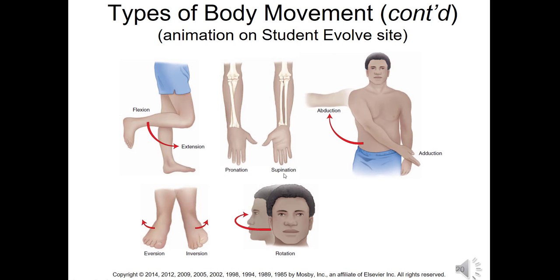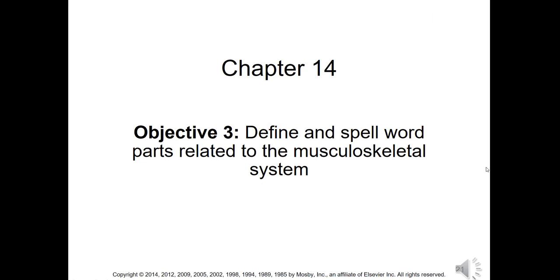So these are the images that correspond to those movements. So here is abduction, moving away, adduction is moving towards, rotation, just like you rotate your head, inversion and eversion. So inversion is going in, eversion is going out, flexion and extension, and then pronation and supination. Remember prone and supine? So prone is face down, supine is face up.